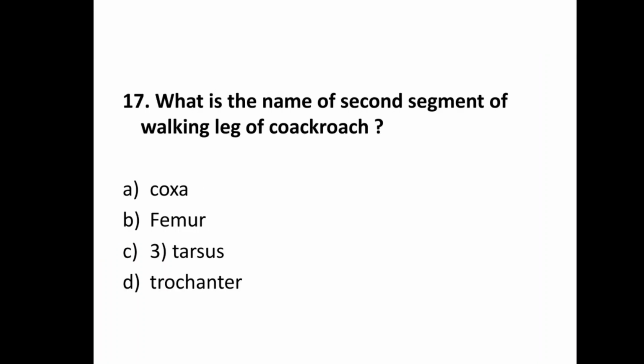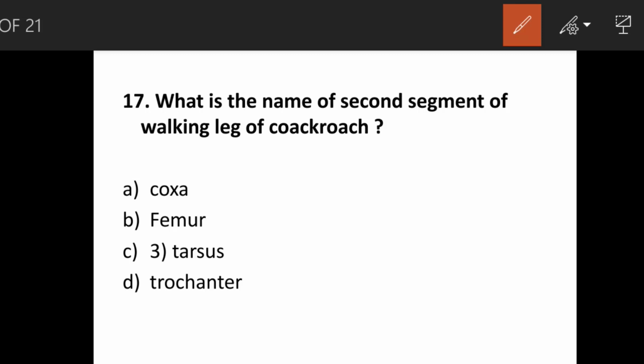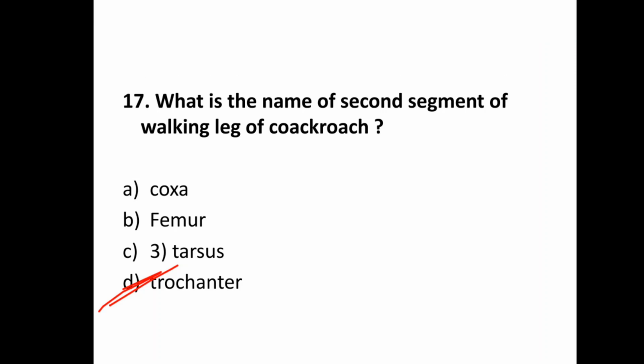What is the name of second segment of walking leg of cockroach? Coxa, femur, tarsus, trochanter. Some student called it trochanter, whatever you call it. Comment your answer. So the second segment of walking leg of cockroach is trochanter, and it act like a knee and let the cockroach bend its legs. So if someone asks what its function, then you can say it act like a knee and let the cockroach bend its legs.